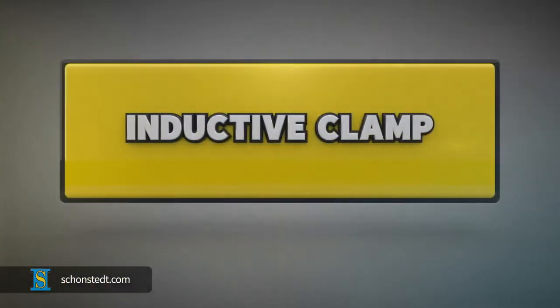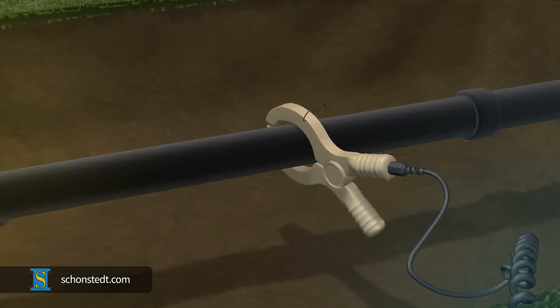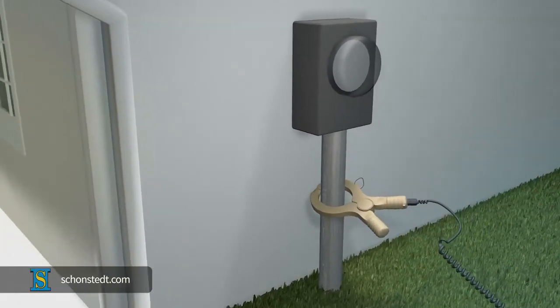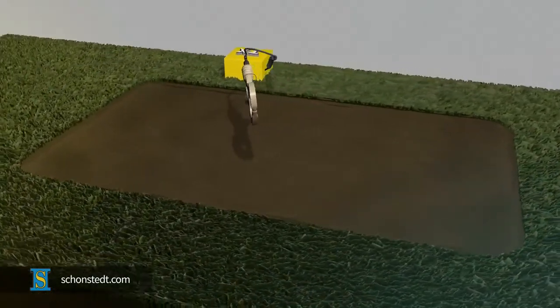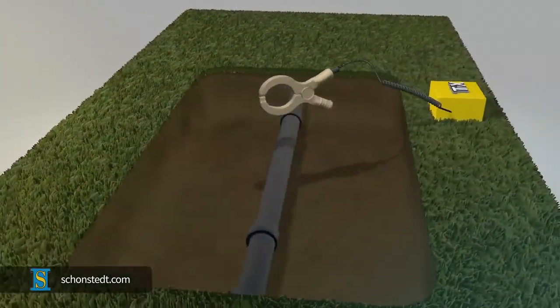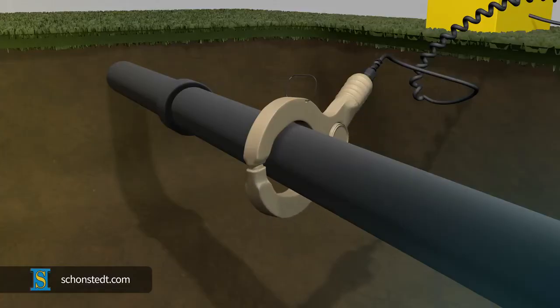The inductive clamp method of connection requires you to apply a clamp around the pipe or cable. In some cases, the pipe or cable can be found next to buildings or on utility poles. Sometimes you'll need to dig to expose the line and be able to apply the clamp. It must close fully around the conductor.